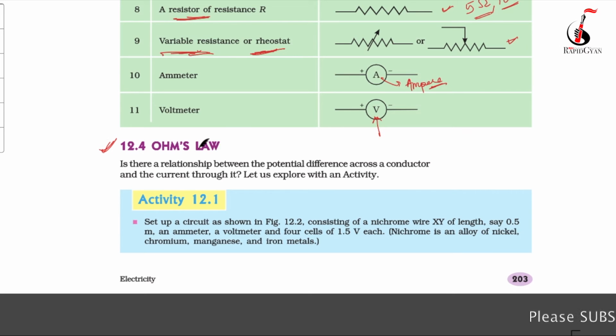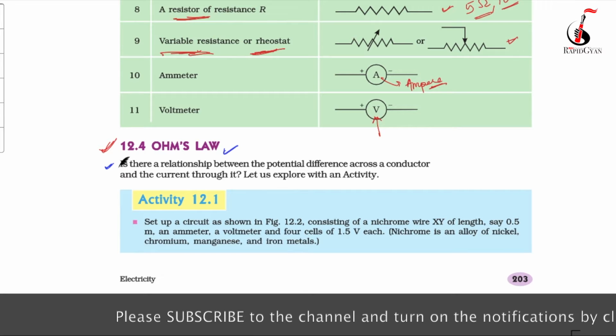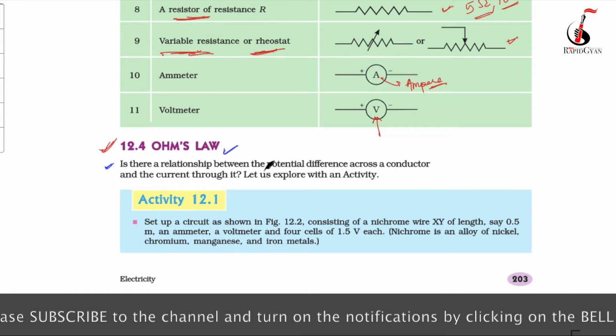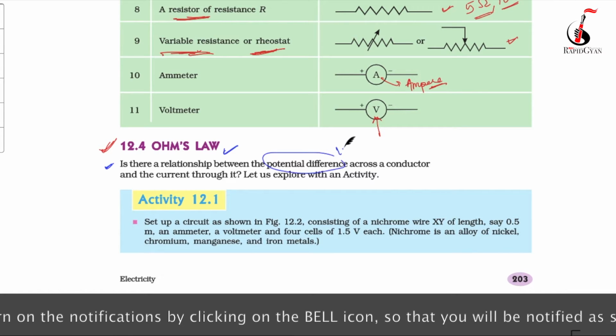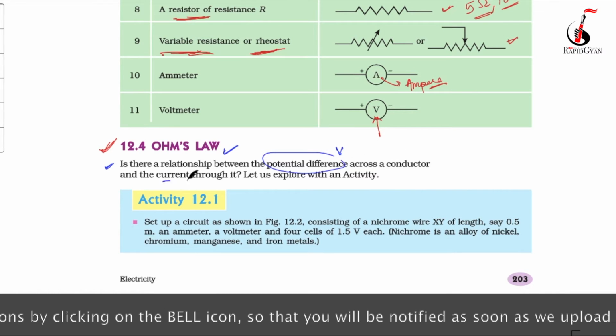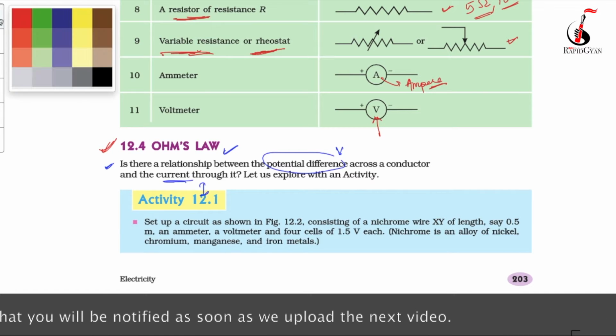So what is Ohm's law? While solving this question, the first question asked after Ohm's law is: is there a relationship between the potential difference, which is V, and the current through it, which is I? So is there any relationship between these?